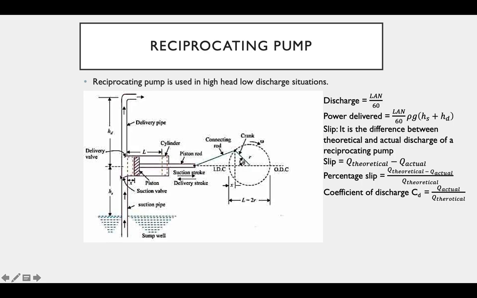This is the cylinder and this is the plunger. So in most cases you have more than one cylinder, that is double acting. This is single acting, and then you have the double acting reciprocating pump. So that is most common.